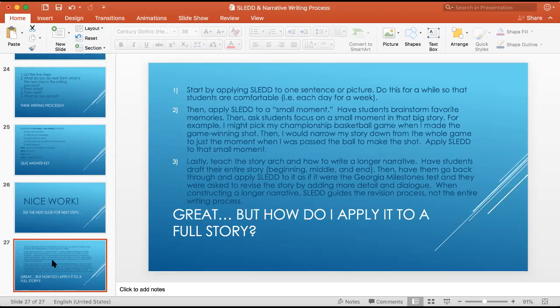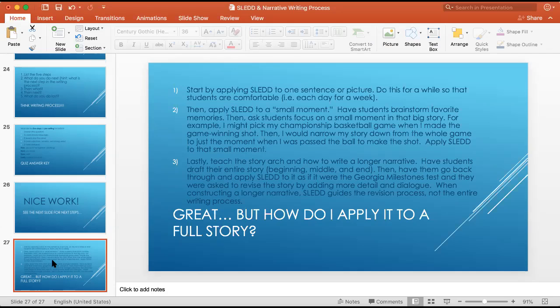So at this point, when you're doing number 1 or number 2, SLEDD goes through the whole process. But when you're doing number 3, SLEDD is used in the revising process. You go through and you write your entire story, and then you apply SLEDD to it as if it were the Georgia Milestones test, and they've been asked to revise the story by adding more detail and dialogue. So SLEDD guides the revision process once you get to this part.